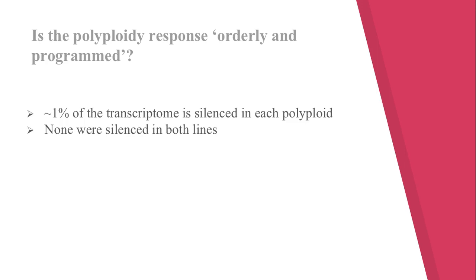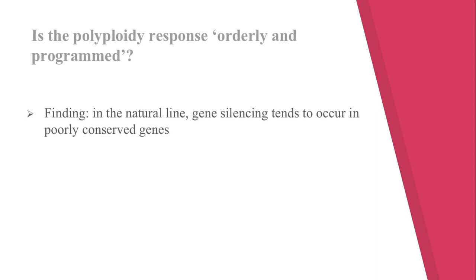So either the pool of genes that's silenced is silenced completely randomly, or the two pools of genes are silenced for different reasons. So I dug a little deeper, and I found that in the natural line, gene silencing tends to occur in genes that are poorly conserved, both within and between lineages. And I'll just show you the data from within a lineage.